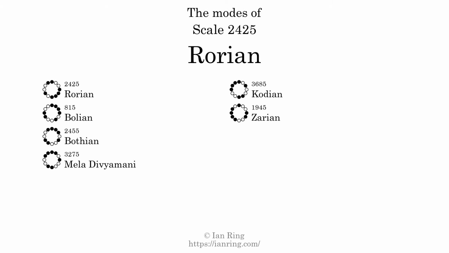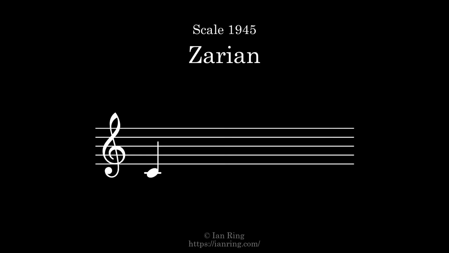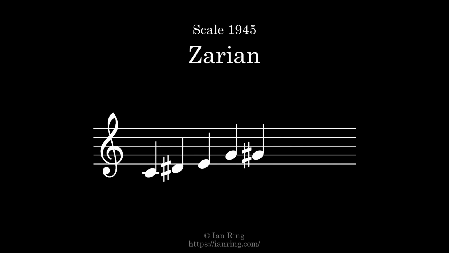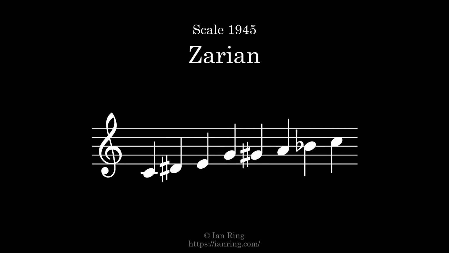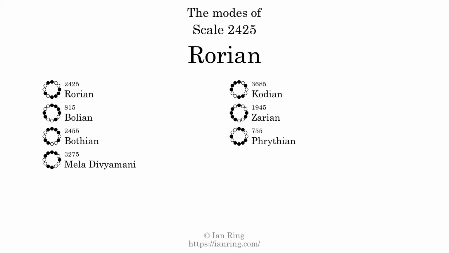The sixth mode is scale 1945, also known as Rorian. It sounds like this. The seventh and last mode is scale 755, also known as Frisian. It sounds like this.